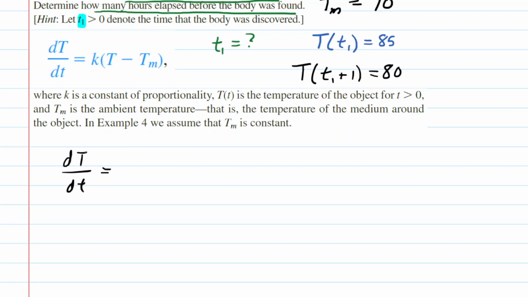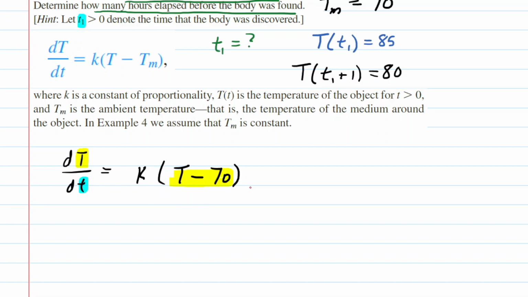Now we have dT over dt. Remember, uppercase T is temperature, lowercase t is time. This is equal to k times T minus the ambient temperature, which was 70. So we can get a little progress by plugging in that 70. But what we really want to do is rearrange this equation. We want to isolate the temperature variable on one side and then isolate the time variable on the other side. This is known as separation of variables.